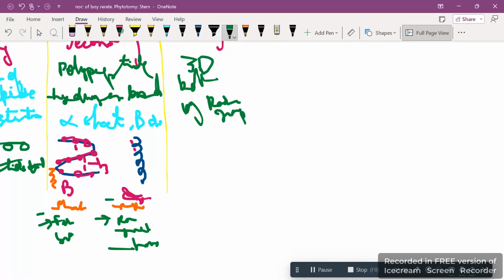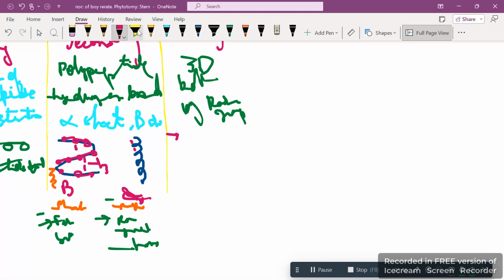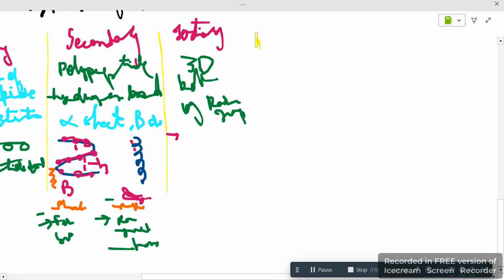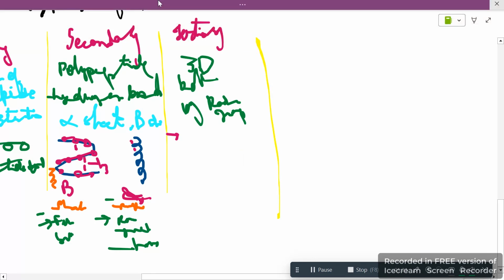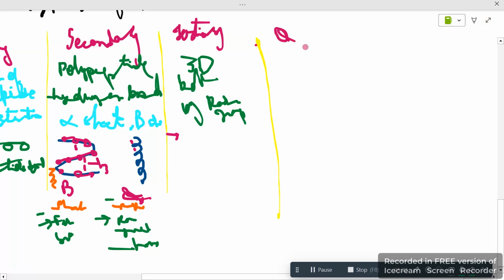Then you will find that's the only one, I guess. So I just want to discuss one more structure which is known as quaternary structure.